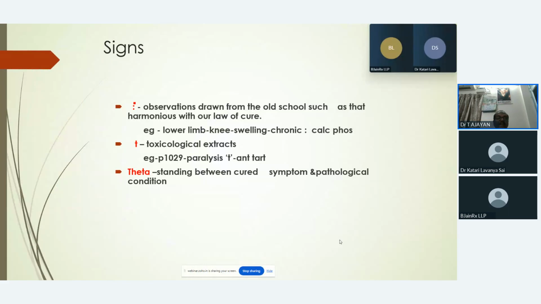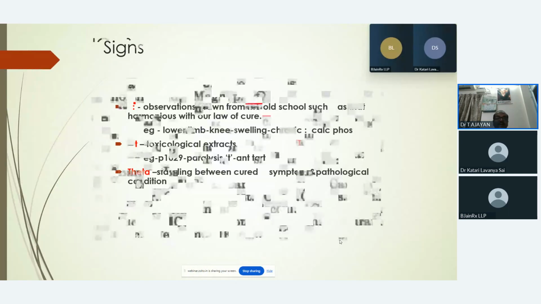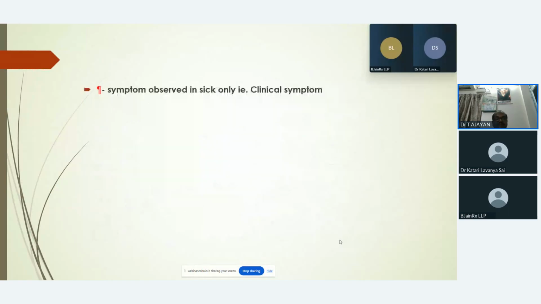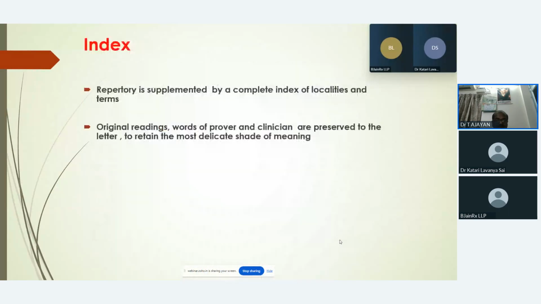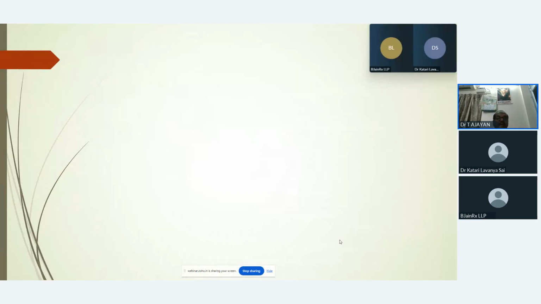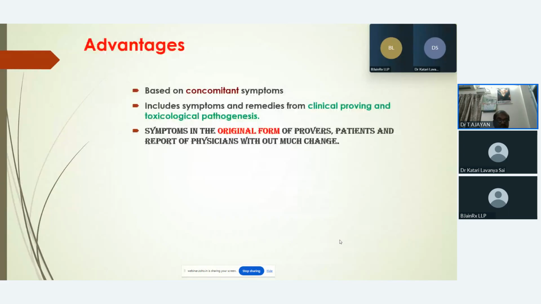Then T indicates the toxicological extract, and theta is another sign. Theta stands between the cured symptom and the pathological symptom. There are a few more markings. I am trying to read all these, but this time I am not able to complete all these related signs and their findings. Then the advantages, I will discuss with you.